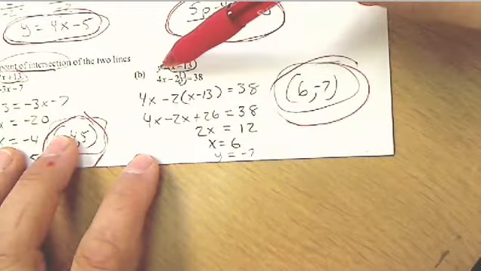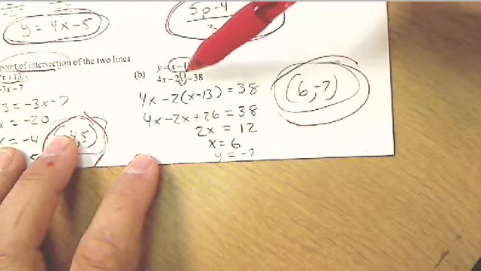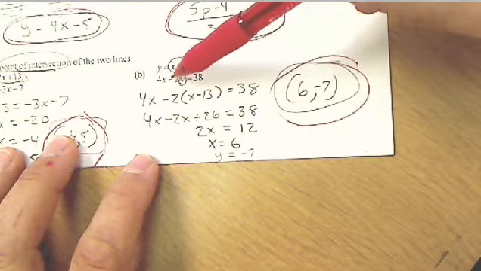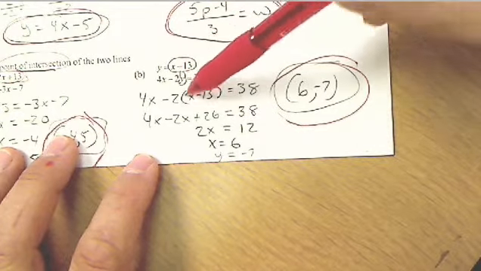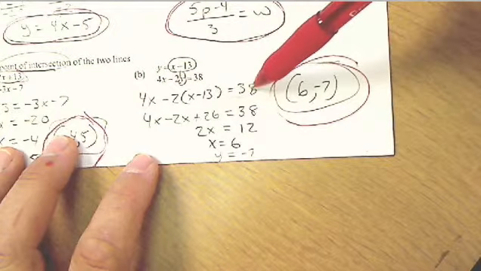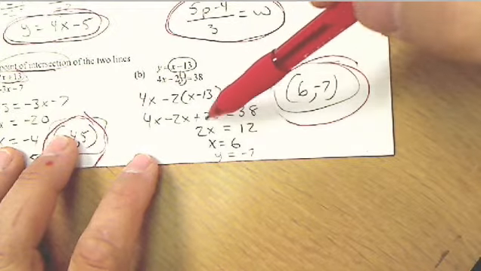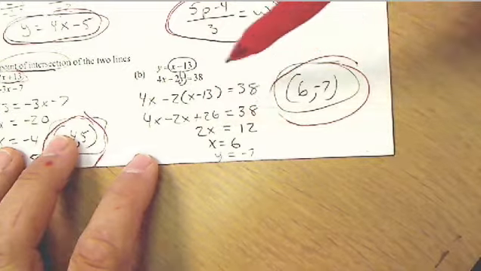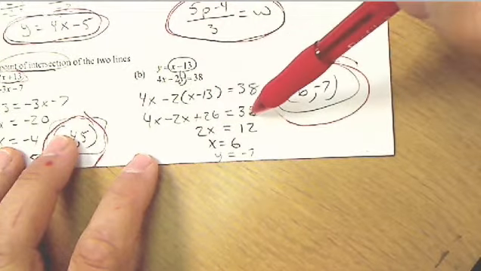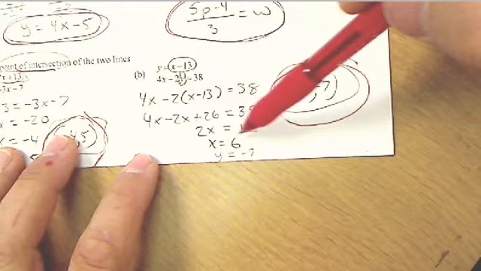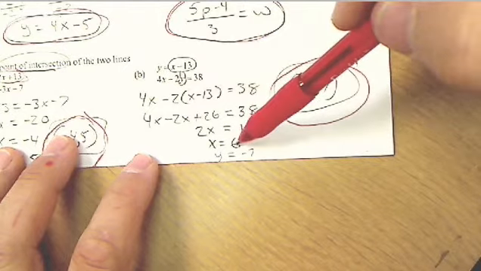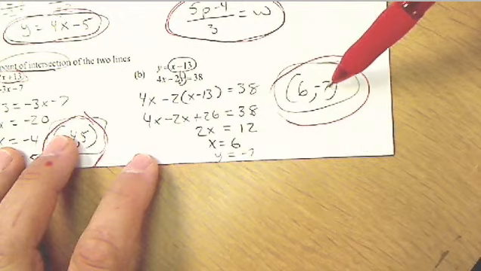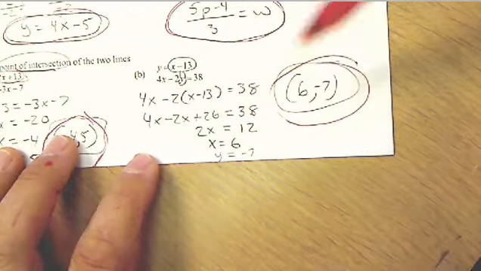This is equal to y. So this x minus 13 I can plug in for the y. So that's what I did right here. I wrote down the 4x minus the 2 times the y equals 38. Now I just solve it. Distribute. Negative times a negative is a positive. Combine like terms. Subtract 26 from both sides. Divide. I got 6. Plug 6 back in. 6 minus 13 is negative 7. So the point where those two lines intersect is 6, negative 7.